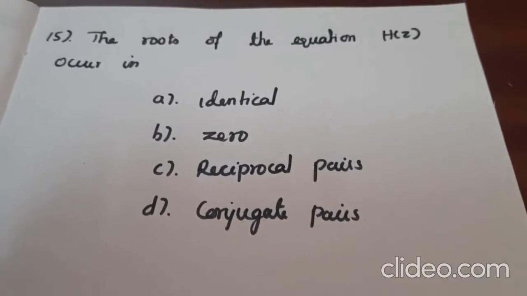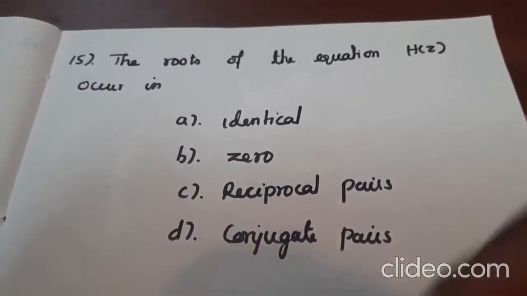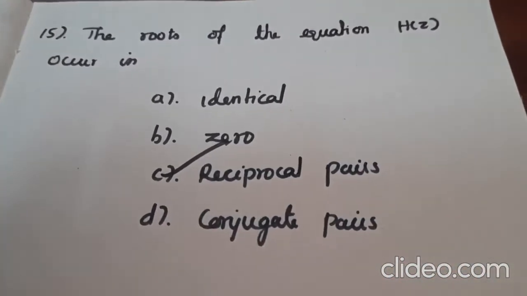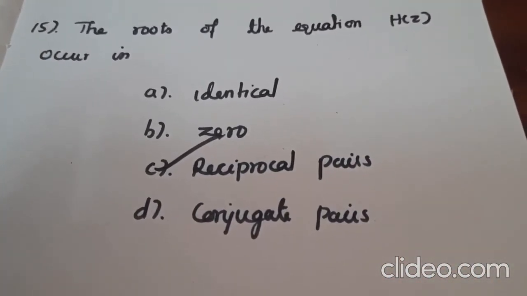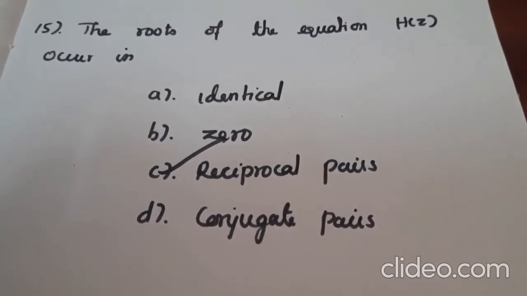And final question, the roots of the equation H of z occur in reciprocal pairs. So here the answer is C. The roots of the equation H of z occur in reciprocal pairs. The answer here is C.